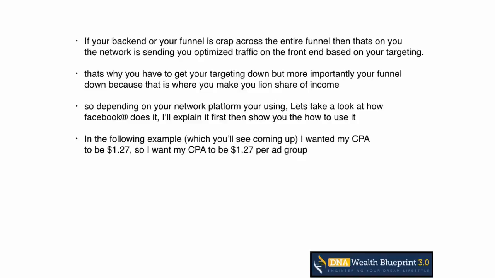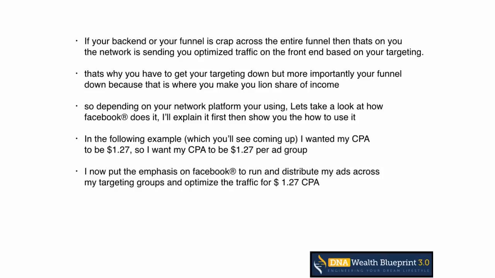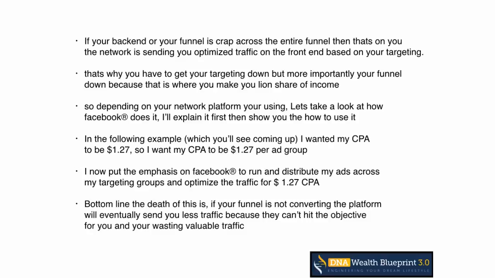So let's say your CPA is $1.27, right? So I want my CPA to be $1.27 per ad group, right? Now, this puts the emphasis on Facebook to run and distribute my ads across all my targeting groups, across all my campaigns, and I'm forcing Facebook to optimize the traffic for $1.27 CPA. Okay?